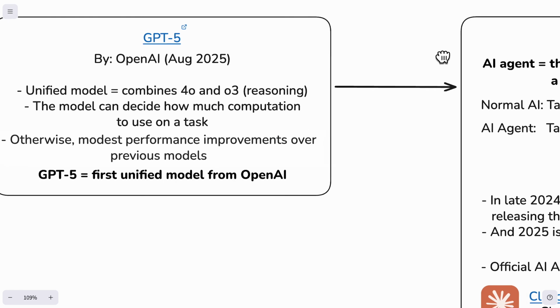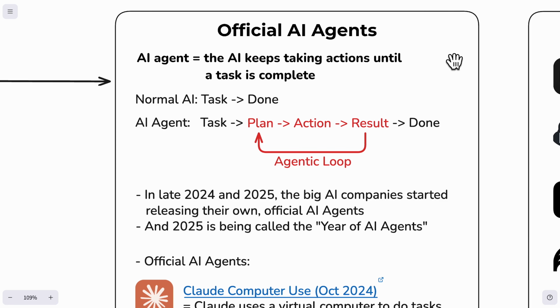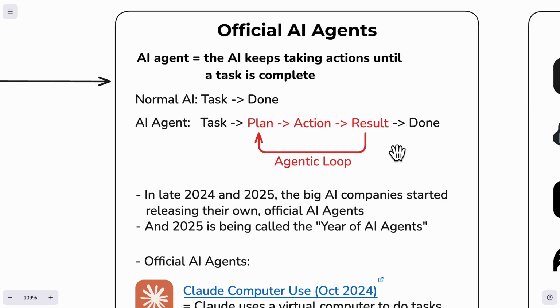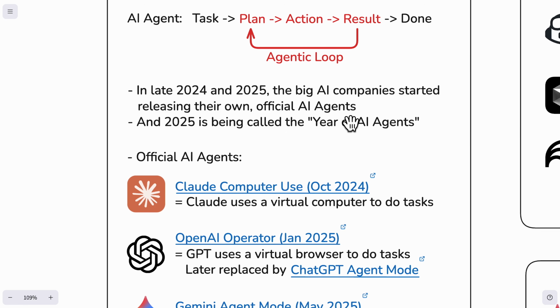The next major development is the release of official AI agents. As a review, an AI agent means the AI keeps taking actions until a task is complete, using this agentic loop. Now, we already had AI agents back in 2023, but in late 2024 and in 2025, the big AI companies started releasing their own official AI agents, and 2025 is being called the Year of AI Agents.